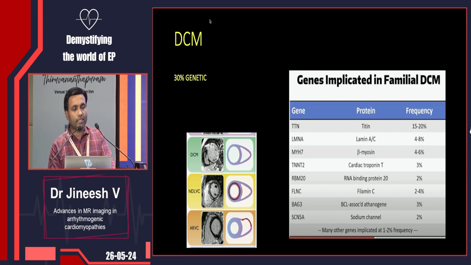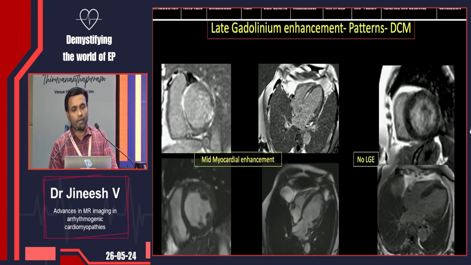Also in the DCM spectrum, we know that 30% is genetic, and there is a matrix criteria for ruling in a genetic dilated cardiomyopathy. There are multiple genes implicated, and MR can help in multiple ways. For example, it can diagnose a secondary DCM, and in primary DCM, it can quantify the scar, which is a prognostic marker. For example, 30% of the patients can have mid-myocardial scar, which is a poor prognosis.